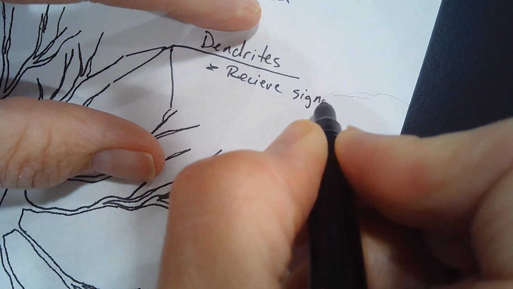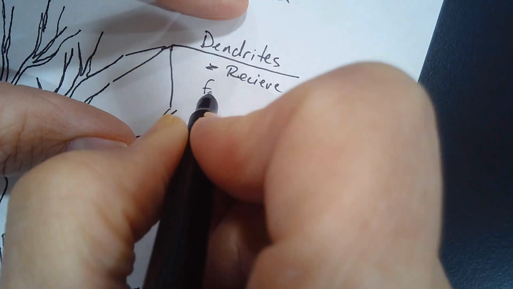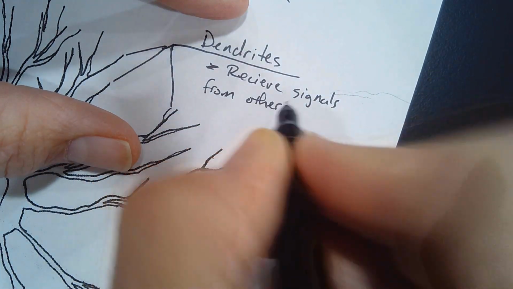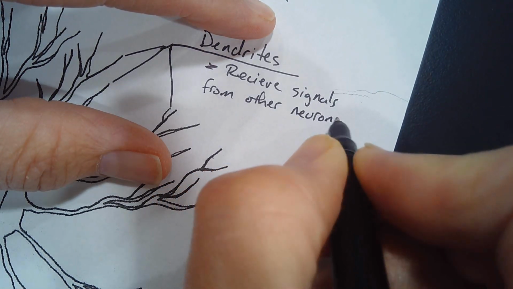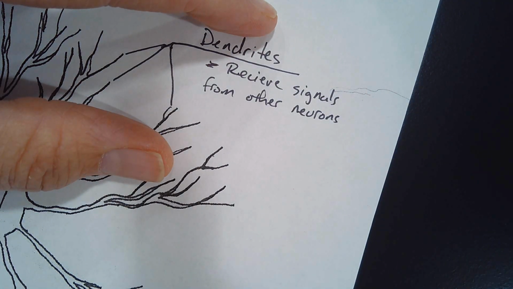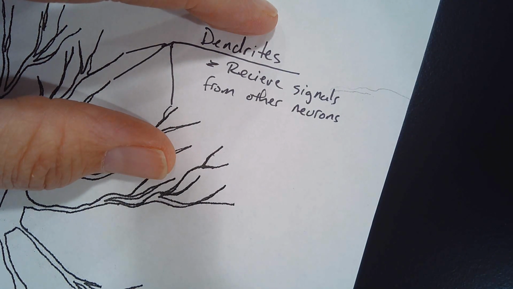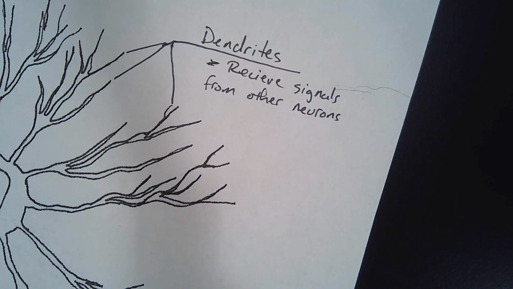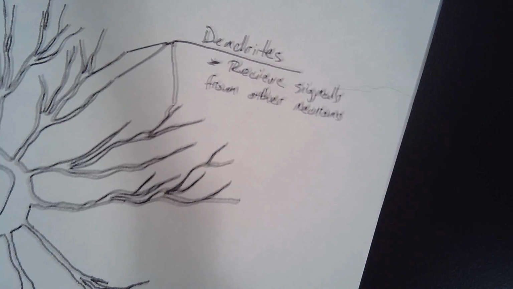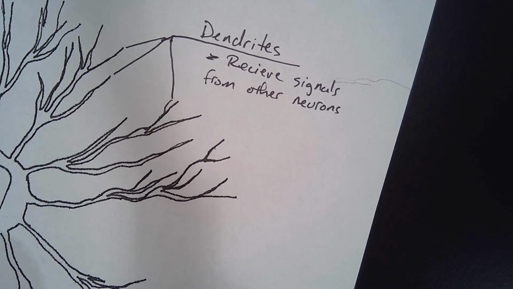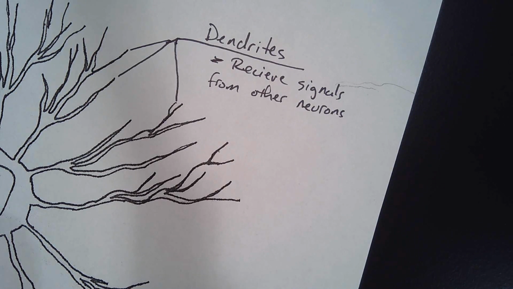they receive signals from other neurons, or from the outside world. All right. And this is kind of a pain to color in, but, you know, do it anyway.